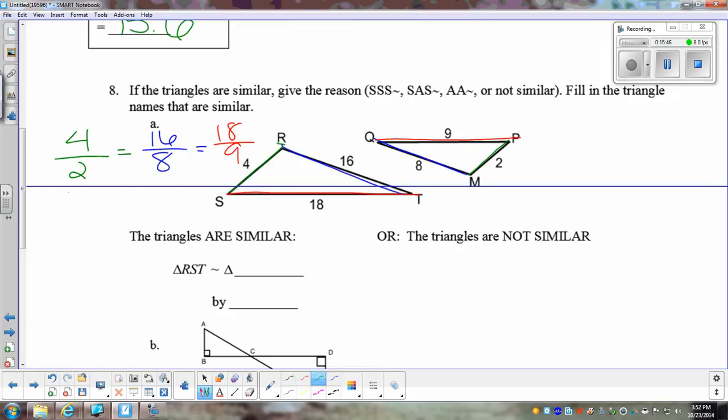Let's see what I simplify to. 4 over 2 is 2. 16 over 8 is 2. 18 over 9 is 2. So these are similar because they have the same ratio. So similar by side, side, side. So then RST, so I go from the little side to the big side. So little side to big side needs to be MPQ.